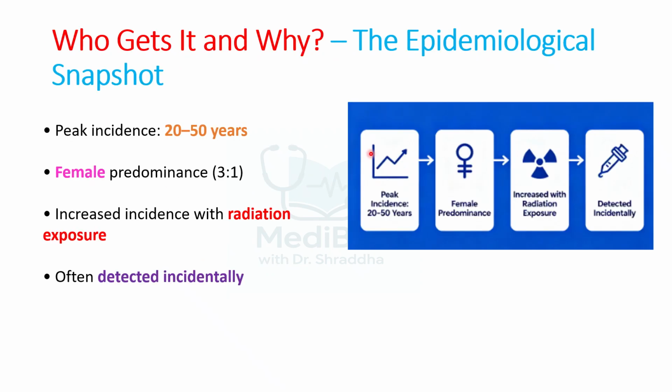PTC is seen most commonly in women, usually between 20 to 50 years old, and a big risk factor is radiation exposure, especially in childhood. In fact, many cases are picked up incidentally, like when a patient has a thyroid ultrasound for some other reason. So it's more common than you think.